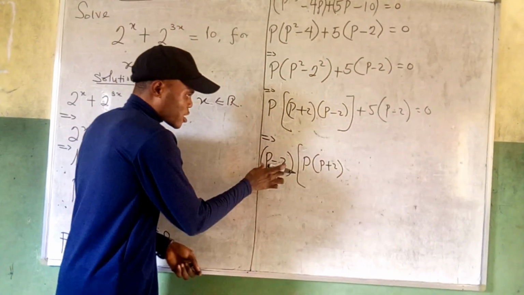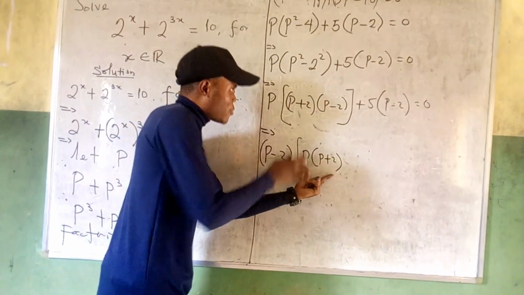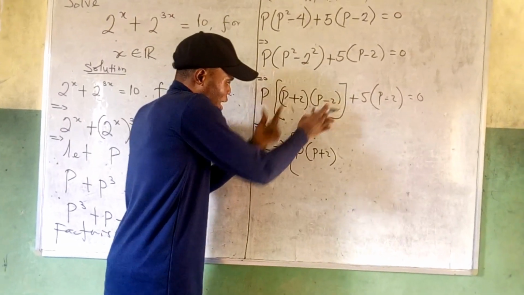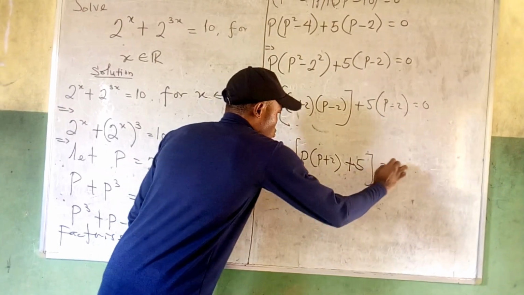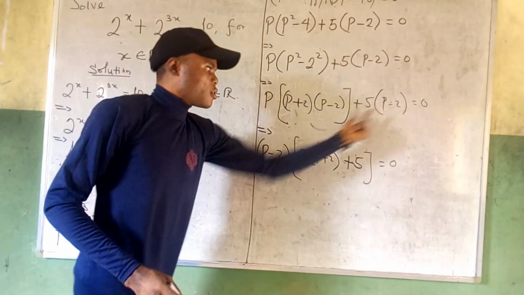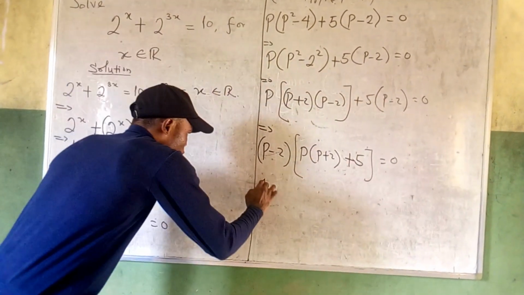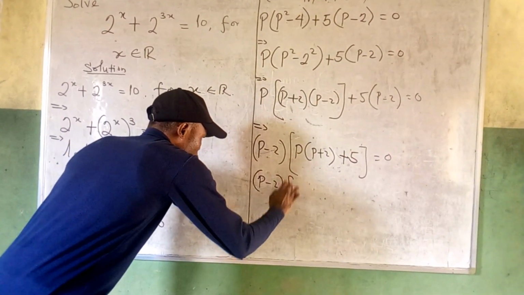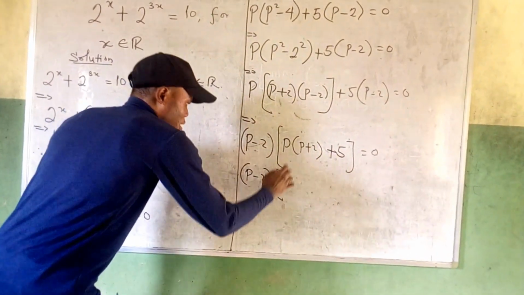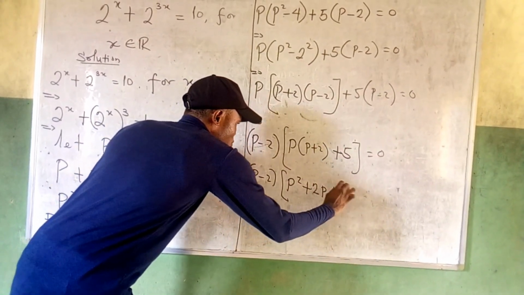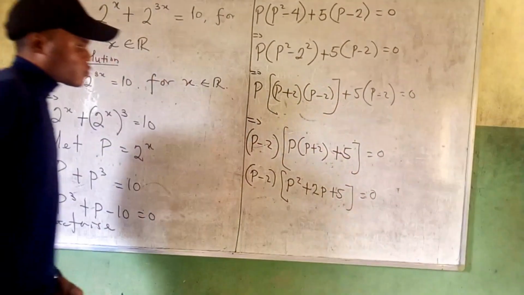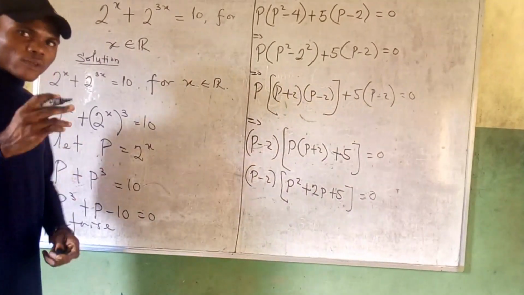You will see that if you use this p minus 2 to multiply this guy, you're still going to have this guy, okay? So this is just 5 because you have factorized out p minus 2. So this is p minus 2 now. If we clear this bracket, we're going to have p squared plus 2p plus 5 equal 0. Alright. Now, you need to take note of something.